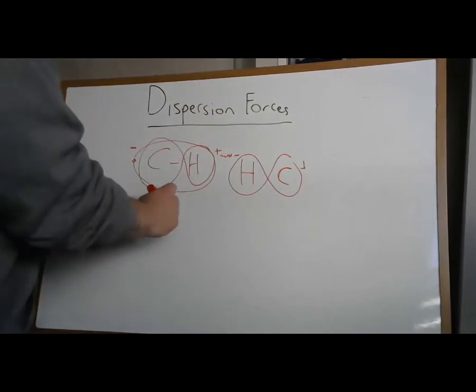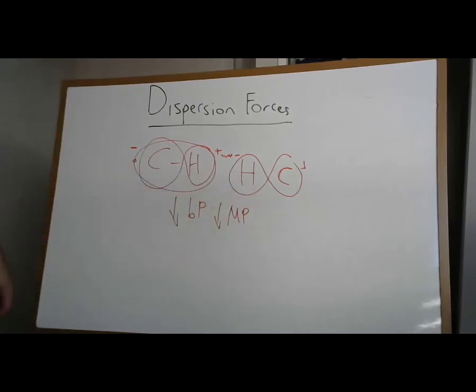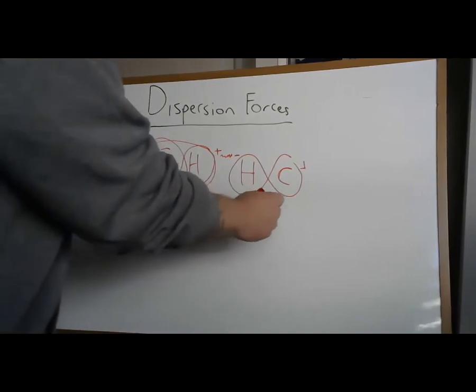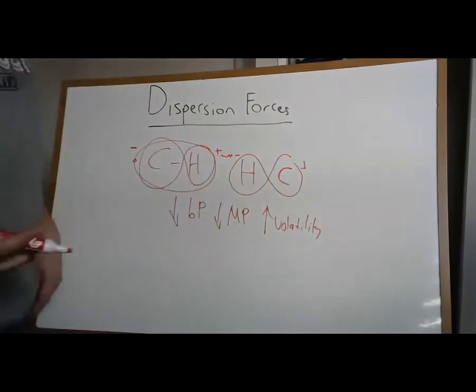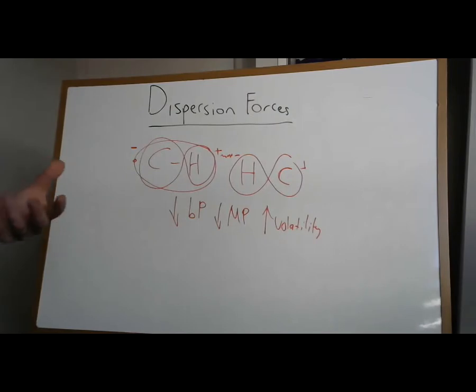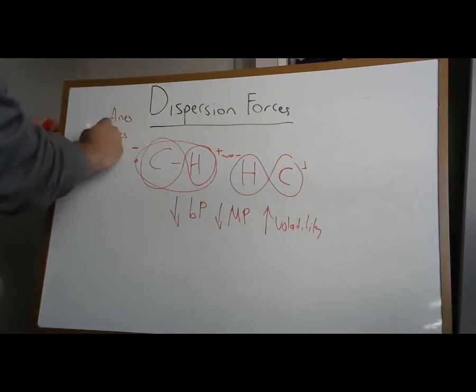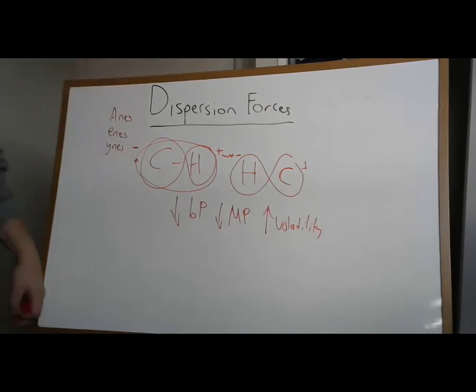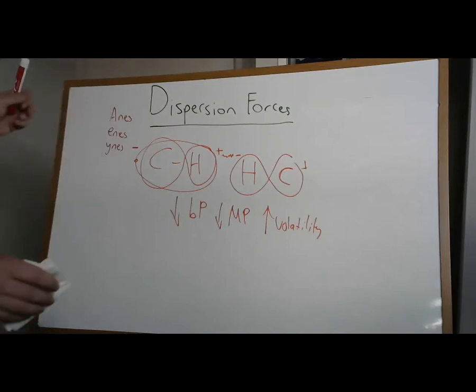Low boiling point, low melting point, high probability of volatility. So we know that when you pour in petrol, you can literally see it volatilizing as it's coming out of the nozzle. So alkanes, alkenes, and alkynes have these dispersion forces.